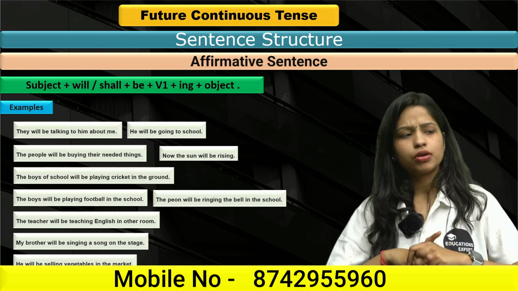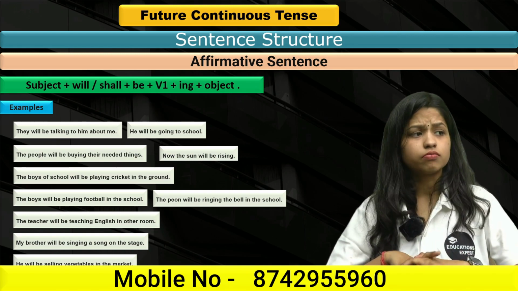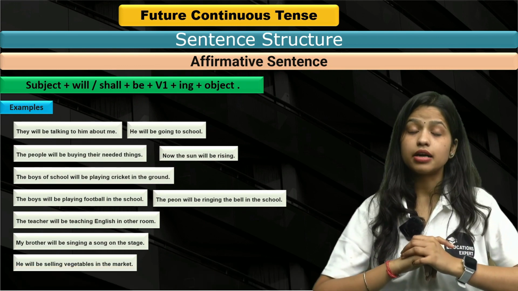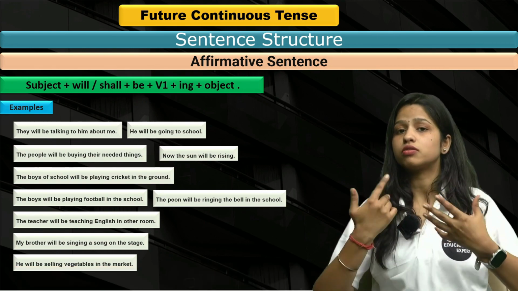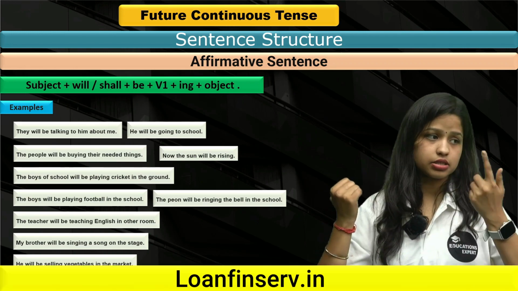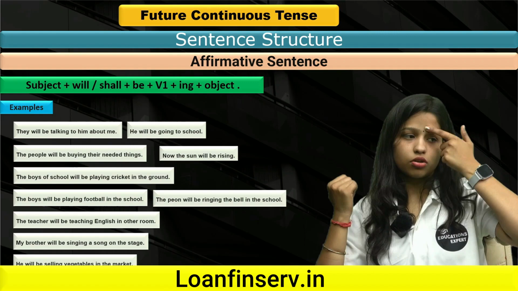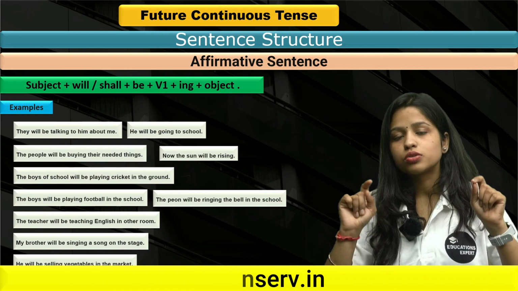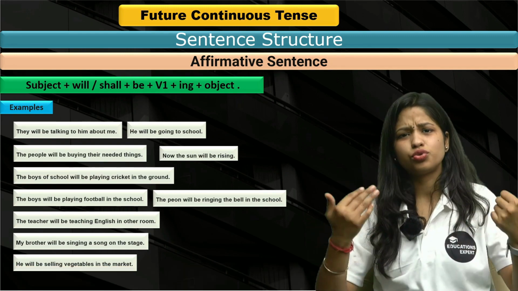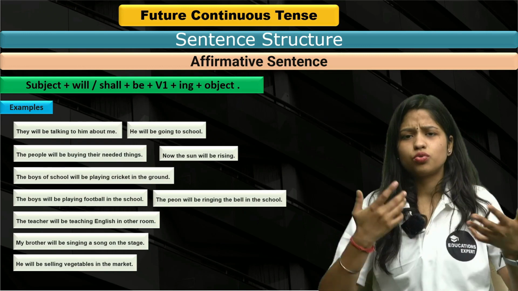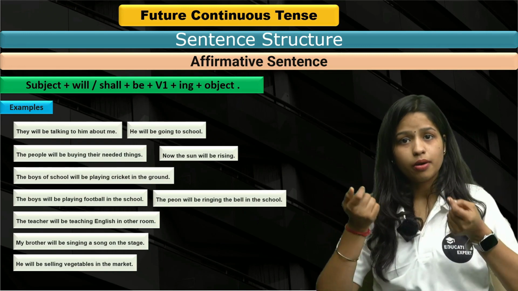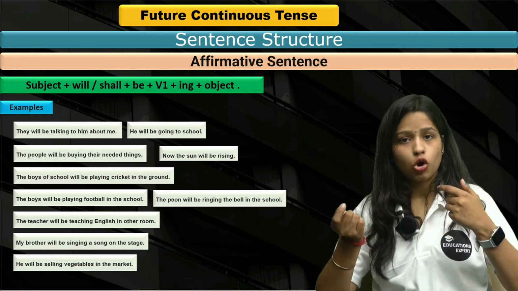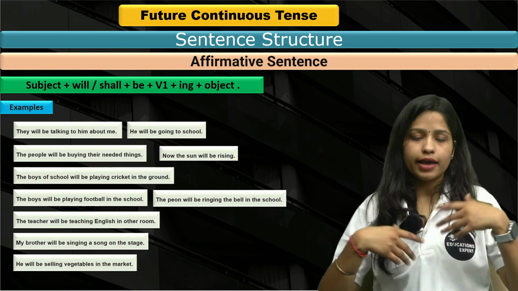So these are the very simple sentences that I have used, and you can definitely take any one of them and match it with the structure. For example, if I take this sentence, the teacher will be teaching English in another room. The teacher over here is the subject, then will be, because the subject is singular, and I've told you that we mostly use will with everything. So subject plus will be plus V1, that is teach, plus ing, teaching, English is the object, and in another room is the rest. I hope now this is clear for you.